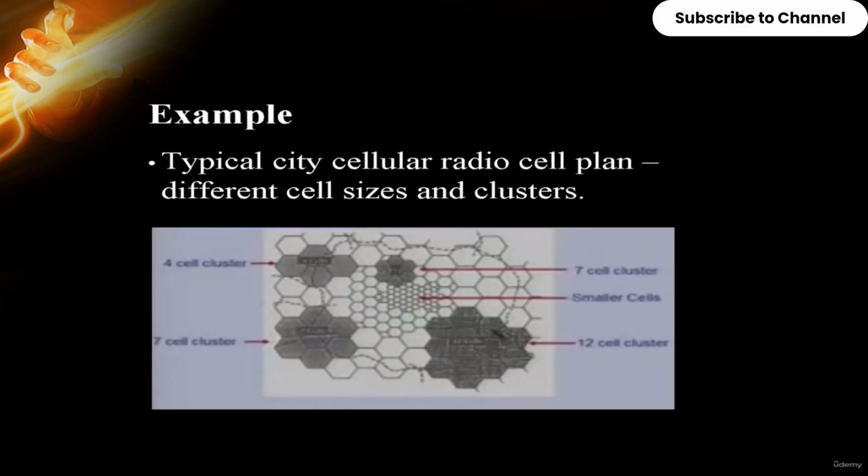So the example is a city. A city can be placed as a radio cell plan. Different cell sizes and different clusters are utilized. In this, a given city is divided into seven cell sectors, and here there are very small cells. And here this is a total of 12 cell sectors, and it is a cluster of 7 cells, and a cluster of 4 cells. Likewise, based on the need of the particular area, the cells are utilized for cellular radio communication.